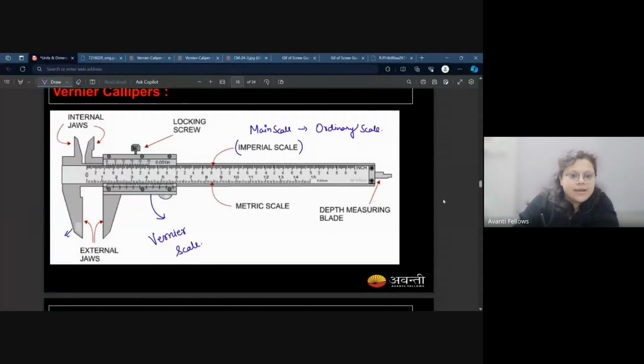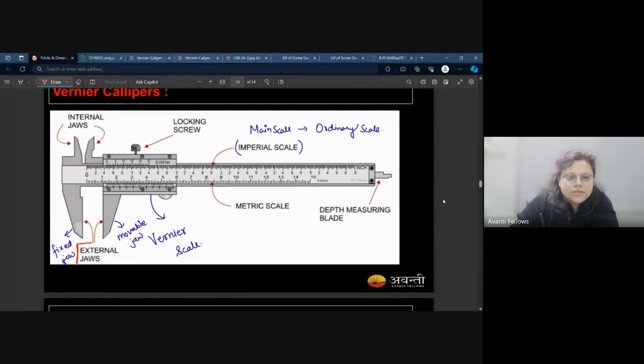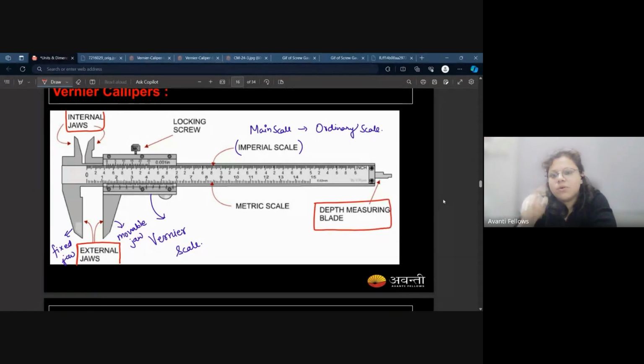This end, this jaw, is the fixed one. It is the fixed jaw. And this one is the movable jaw. Okay. I want to draw your attention towards 3 parts of this vernier caliper. One is this external jaw. Second is this internal jaw. And the third one is the depth measuring blade. Why am I talking about these 3 particular parts? Because these 3 parts hold the 3 different applications of this device.